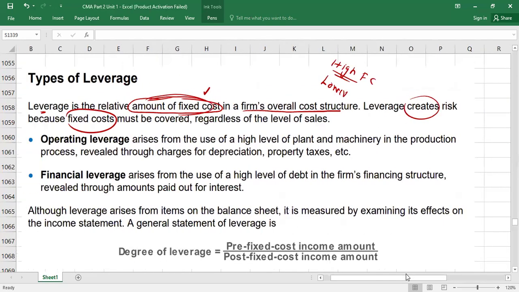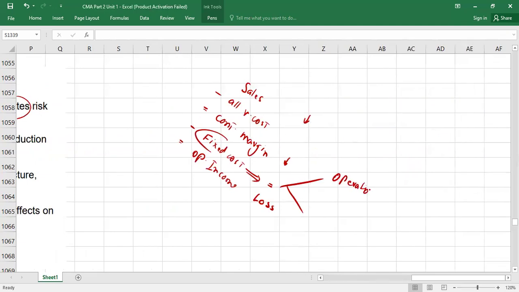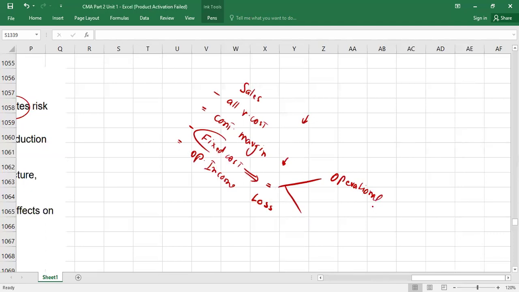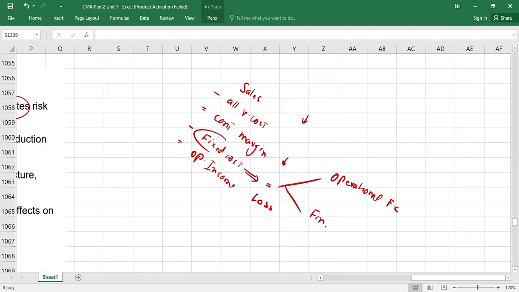Now the point is, how many types of fixed cost do we have? Usually we have 2 types of fixed cost. Let me define here. One is called operational fixed cost. And second is called finance related fixed cost. Operational fixed cost, let me give you an idea, guys. Operational fixed cost means the fixed cost which you have due to your operations.